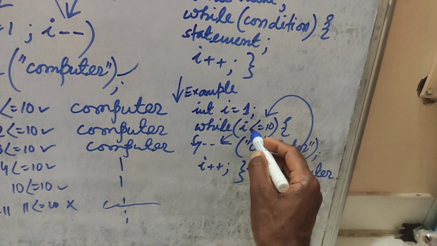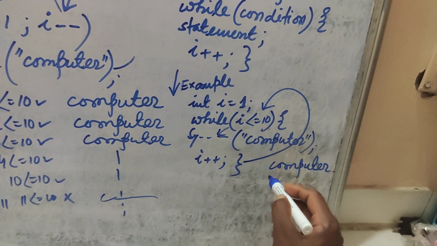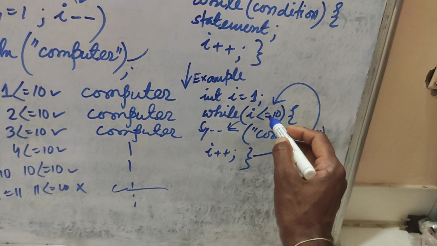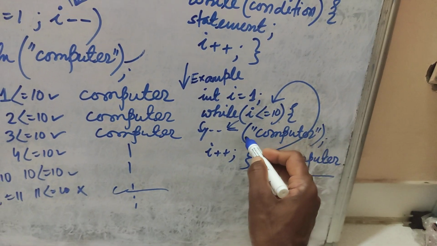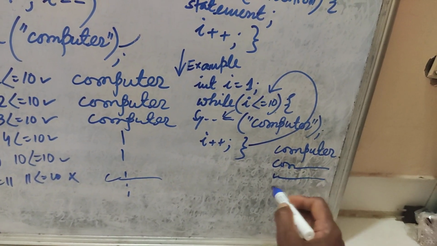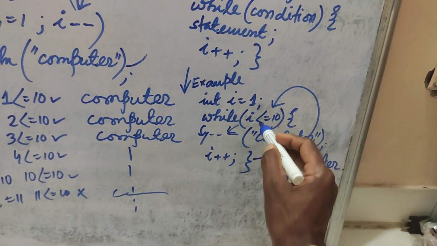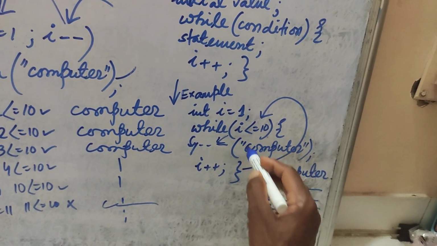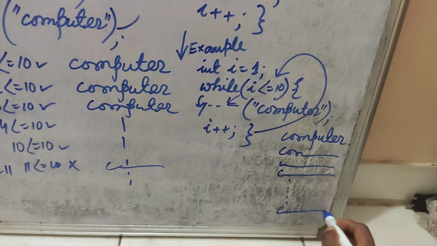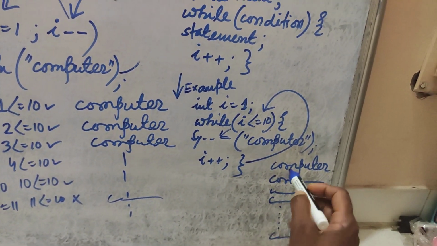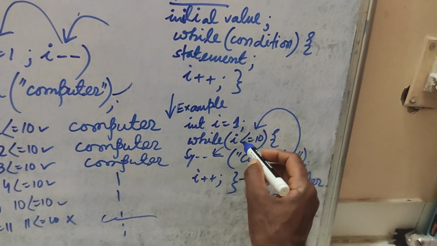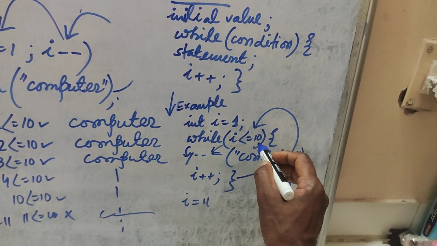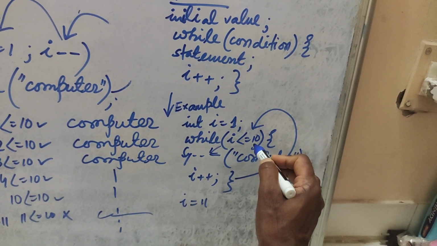Now I is 2, less than equal to 10, true. The word computer will come. I plus plus, I will be now 3, less than equal to 10, true. Then again body, the word computer, I plus plus. 4 less than equal to 10, true, computer. So like that way, the value of I goes 1, 2, 3, 4, 5, computer. So 10 times computer is displayed. When it will execute, I equal to 11. In that case, 11 less than equal to 10, true or false? 11 less than equal to 10, false.